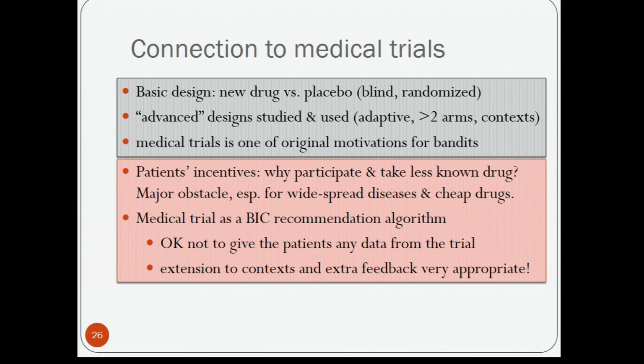And also the extension to context and extra feedback is kind of appropriate here because the patients are different, they come with different contexts, and we can get a lot more extra information than just the overall success of the treatment. So it seems like one, maybe highly idealized, way to attack this issue.